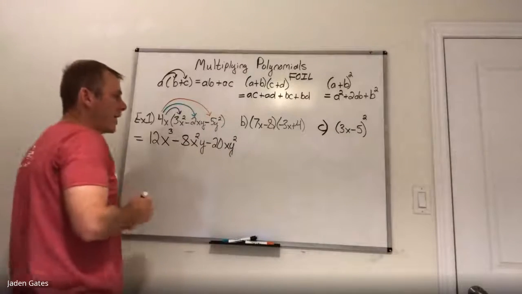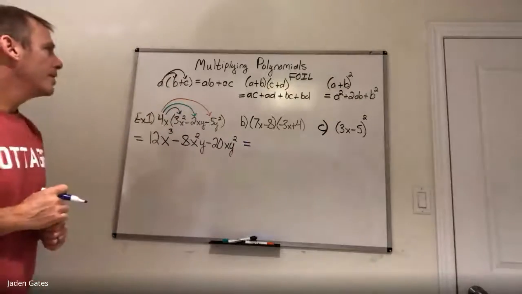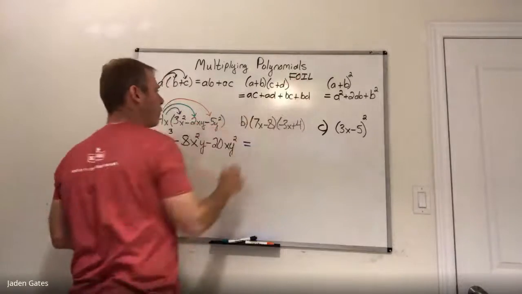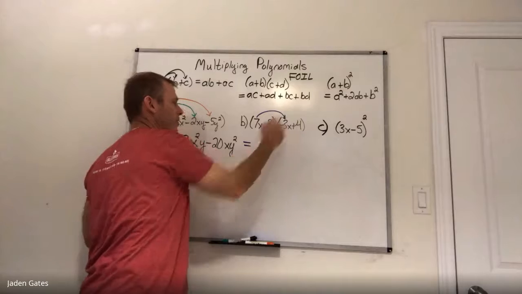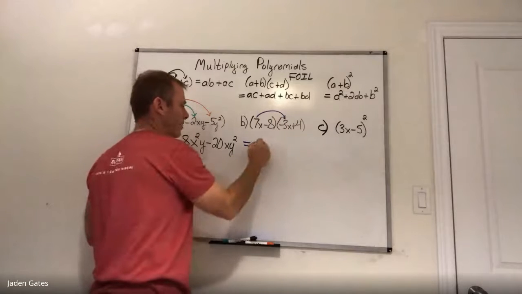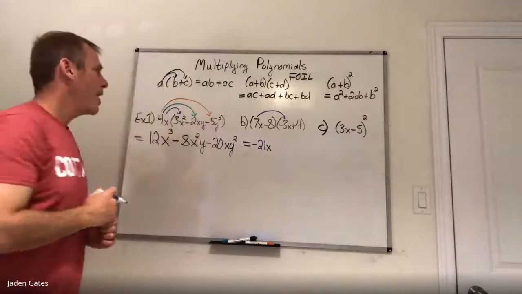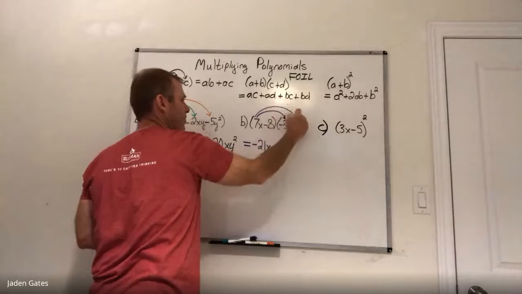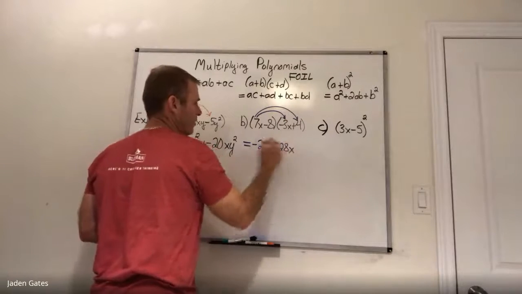All right, now in B, we'll do a different color here so it doesn't get mixed up. This is where I have a binomial times a binomial, so I'm going to use FOIL. I'm going to do the first ones. So 7x times negative 3x. That's going to be negative 21x squared. And then I do the outside ones. So 7x times 4, which is 28x.